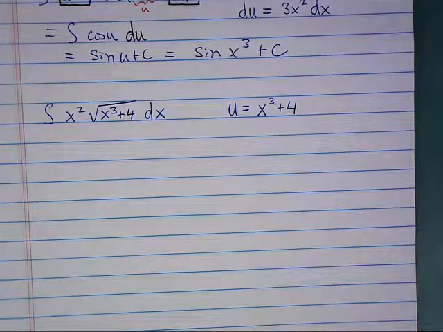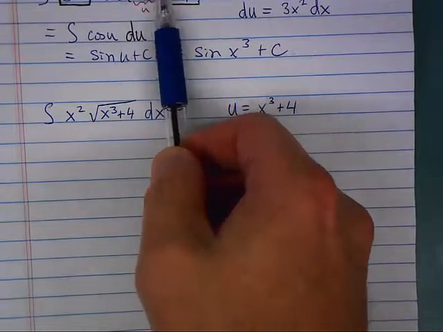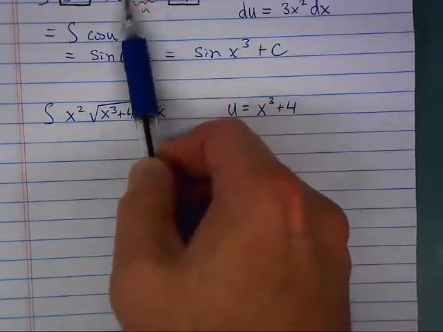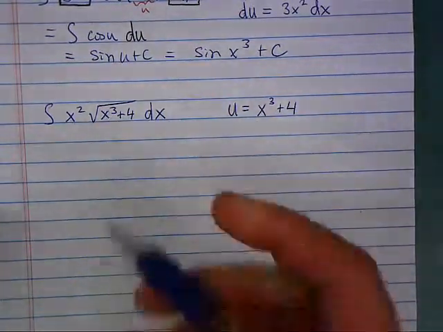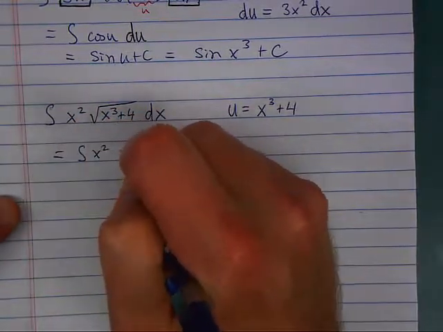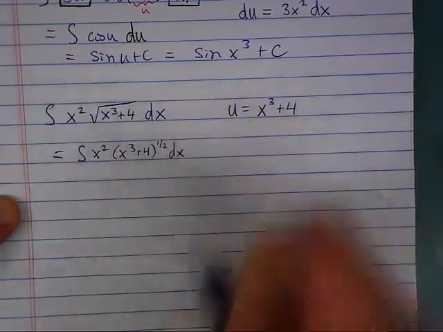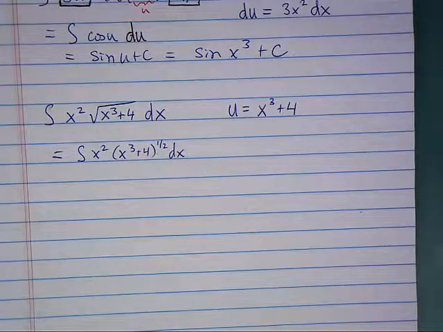It's what's inside the square root. In general, your u is going to be the thing that's inside the parentheses. In this one, u was x cubed. It was inside the parentheses. I really should probably rewrite this one as x squared, x cubed plus 4 to the 1/2. In general, u is going to be the thing that's inside the parentheses.